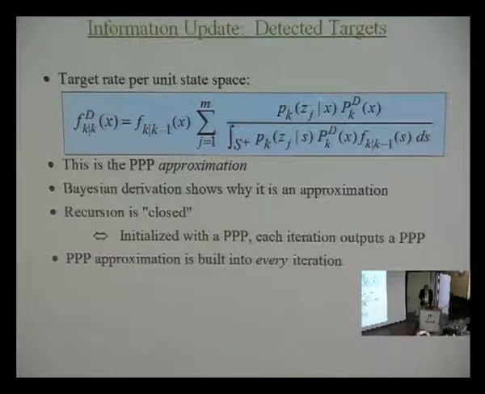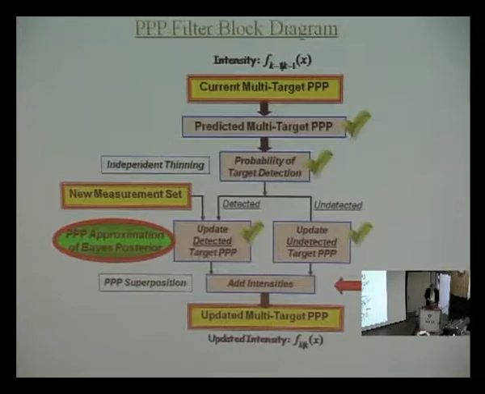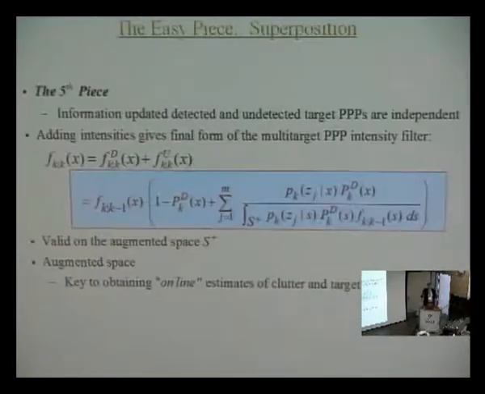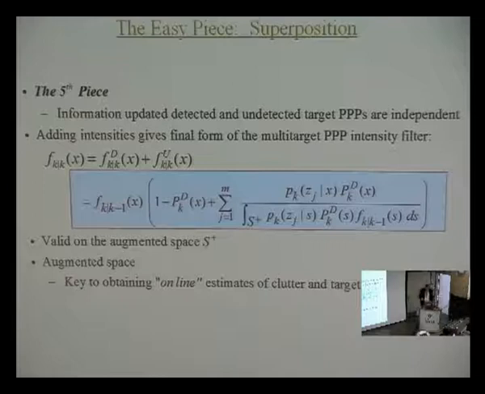So that's that. Now, the last part then is simply these processes I stressed before are independent. When we add or superimpose two independent processes, you add their intensities. And so when you add these two together, you get this. And so for those who are familiar with the PHD filter already, you can see it.